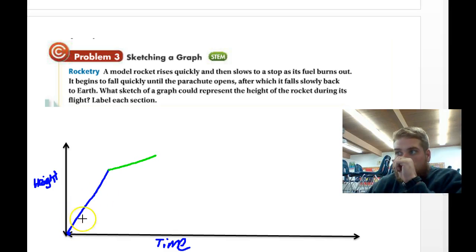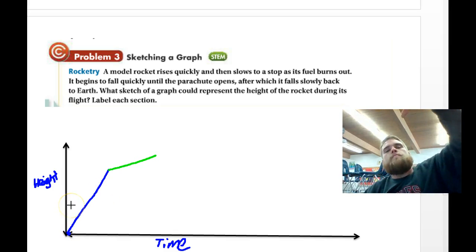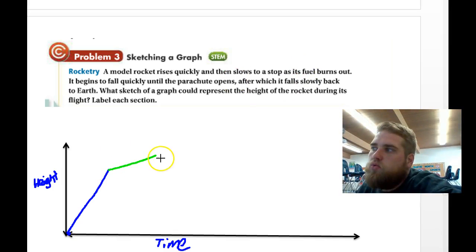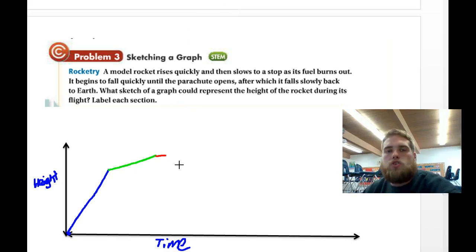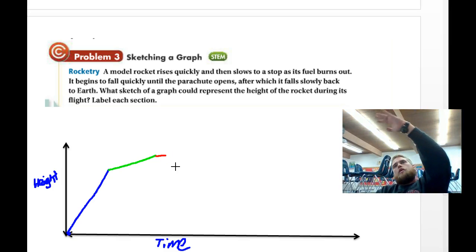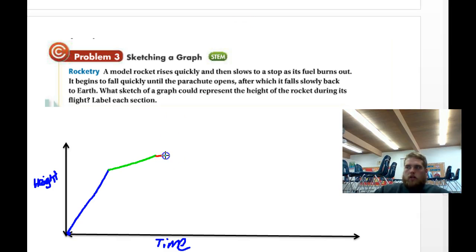First we rise quickly. Just boom, we shot straight up. Then once that fuel starts burning out, we're still rising, but slower. Then we're going to reach our peak. We're going to shoot up, kind of putter, and stay up at the top for a very short time. Then we're going to start falling quickly. Falling quickly is shooting right back down to Earth.